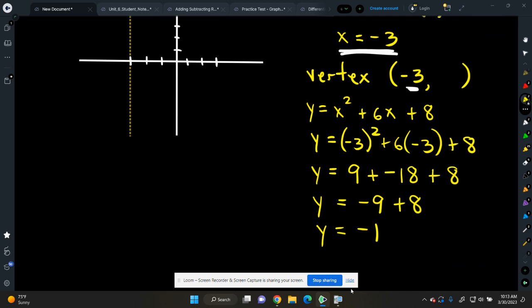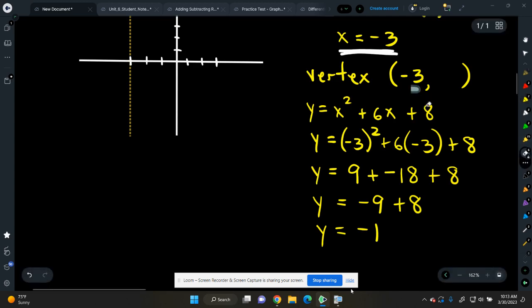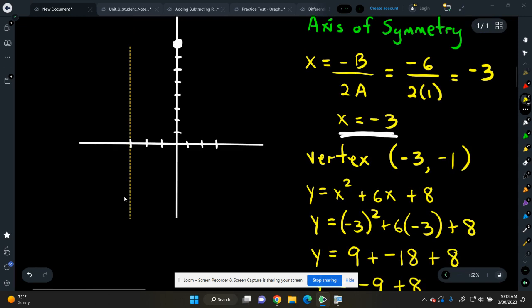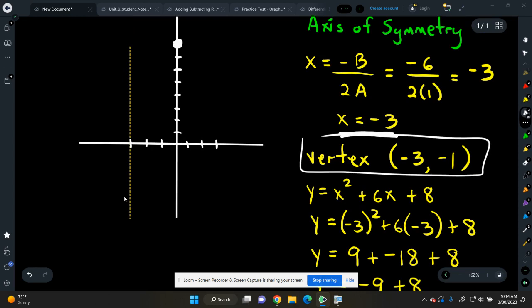The vertex needs an x and a y. So when x is negative 3, what does y equal? Negative 1. Now I know my vertex. Okay, here's my vertex. So we're going to go down over to our graph, and we're going to put that point on there, negative 3, negative 1. Okay. Now, up until now, once we got our vertex, we just did a rough sketch and we're good. But now we've got a little bit more information, right?